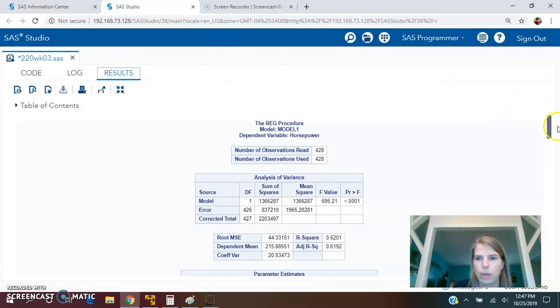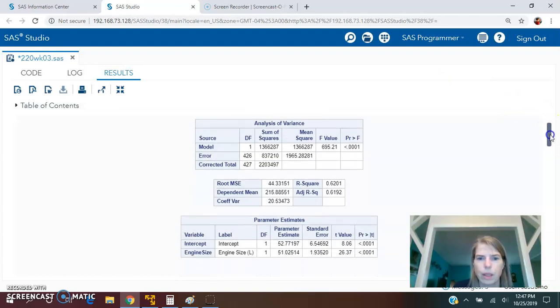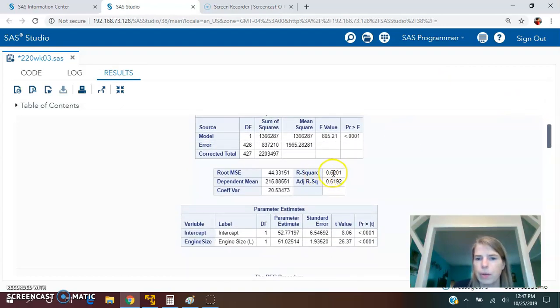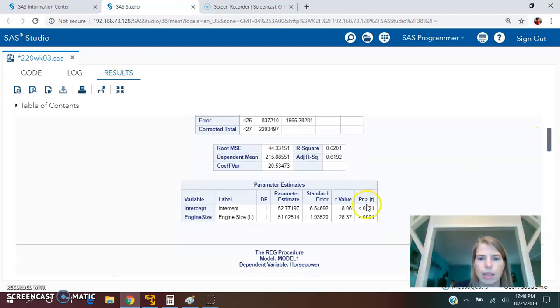And now we'll take a look at our results. Pay attention to R squared, and you need to be able to interpret that. And what this is telling us is 62% of the variation in horsepower is explained by engine size. And we'll look at the significance of the variables we have here. Don't worry too much about the significance of the intercept. Look at significance of the engine size. So this p-value here should be less than 0.05, which it is.